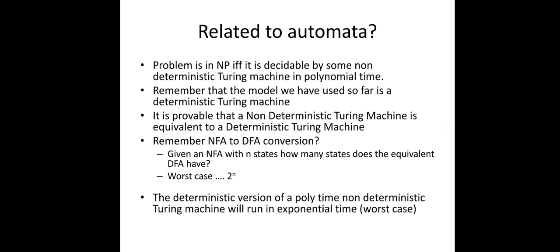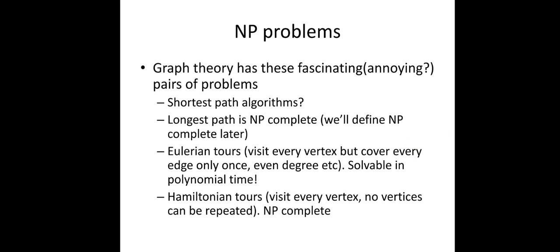Okay, so it is also related to automata. Let us see some examples of NP problems. Graph theory has a fascinating set of problems like the shortest path algorithm, that is Dijkstra's algorithm. Longest path is NP complete. Then you have Eulerian tours, right? It is solvable in polynomial time.